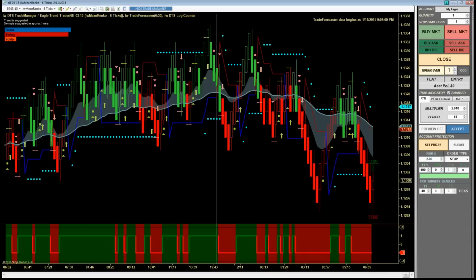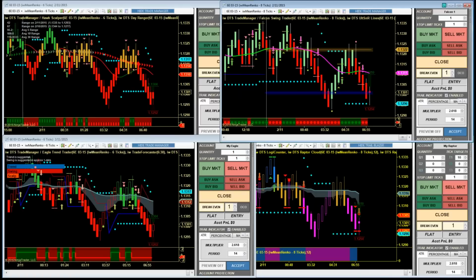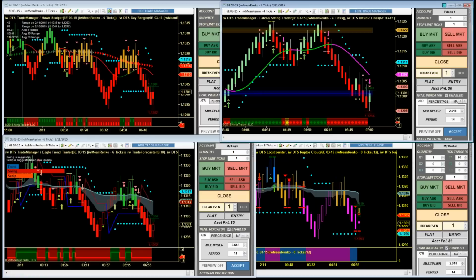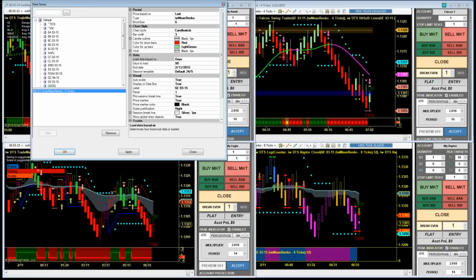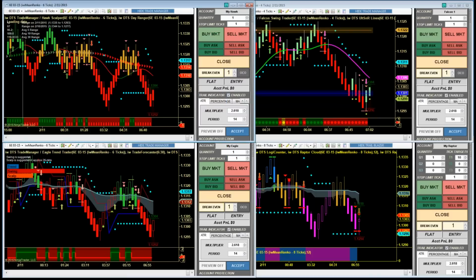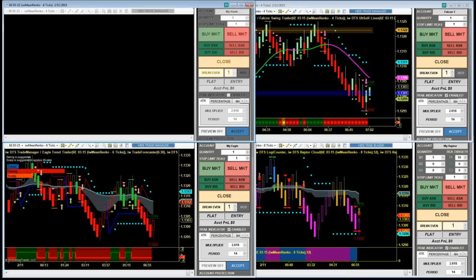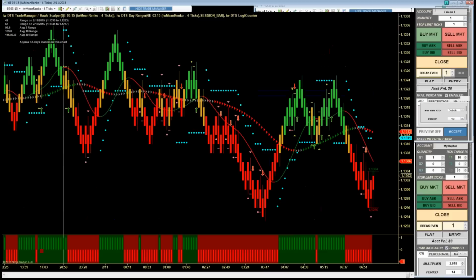So on the Eagle, I'm going to be running a 6-tick mean Renko bar. Oh, come on, work with me. There we go. On the Falcon, I'm going to be running a 4-tick. We'll look at that in just a second. And on the Scalper, I'm also going to be running a 4-tick.